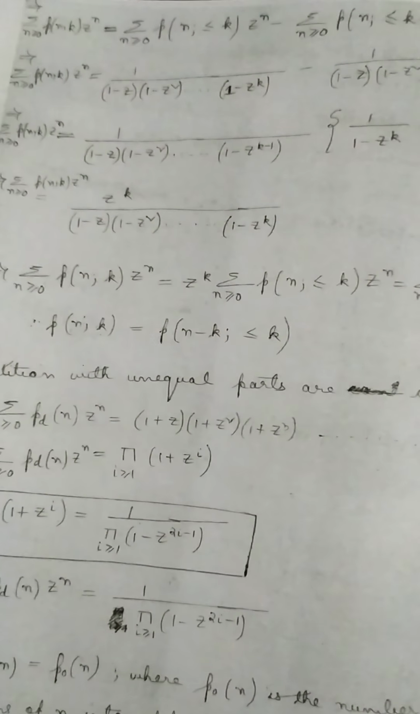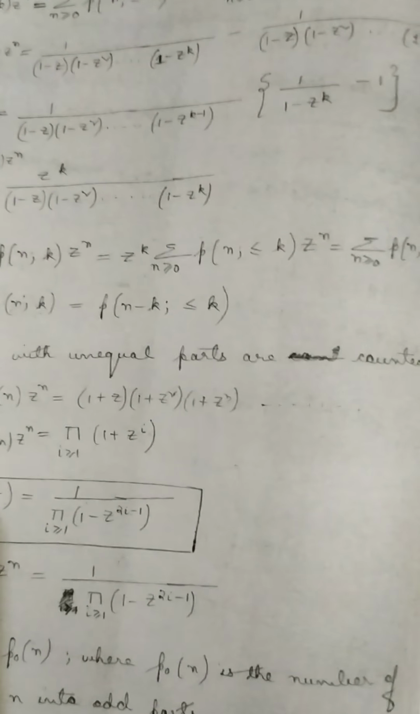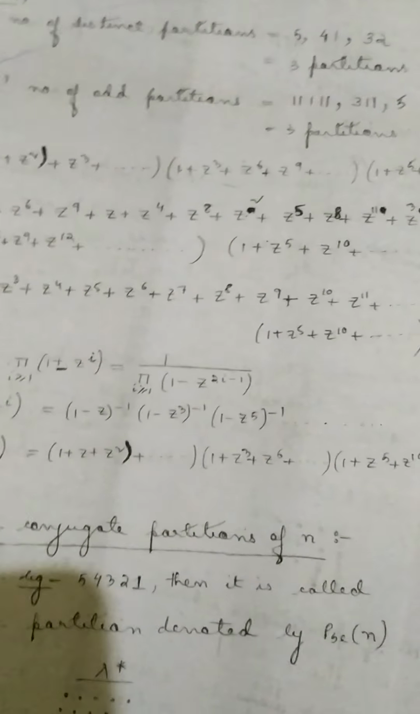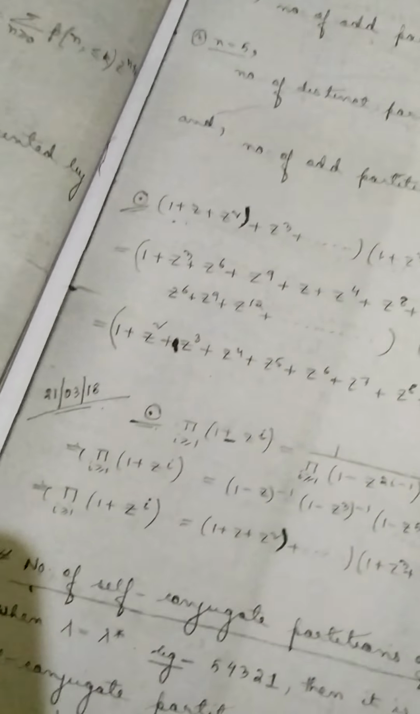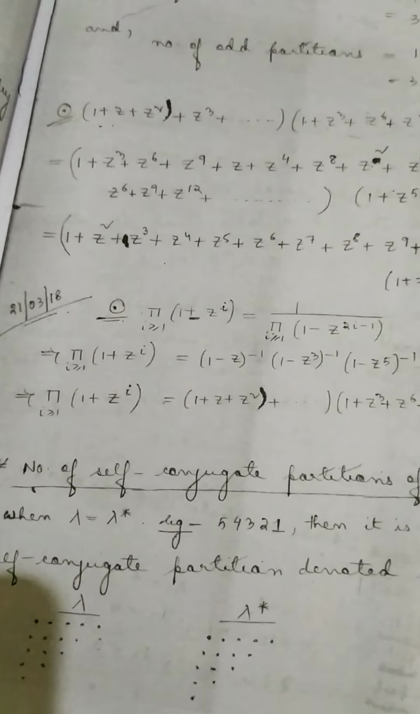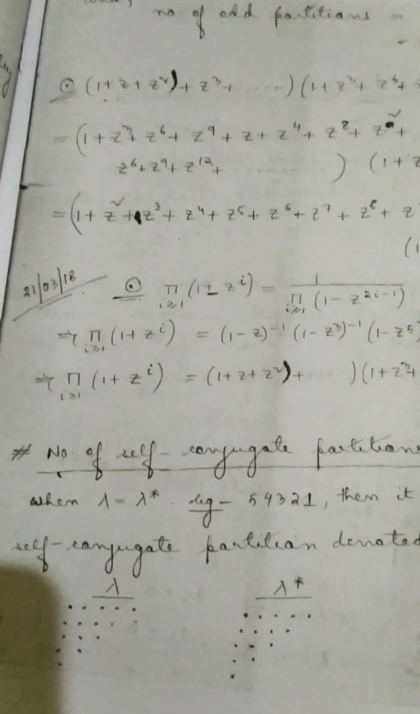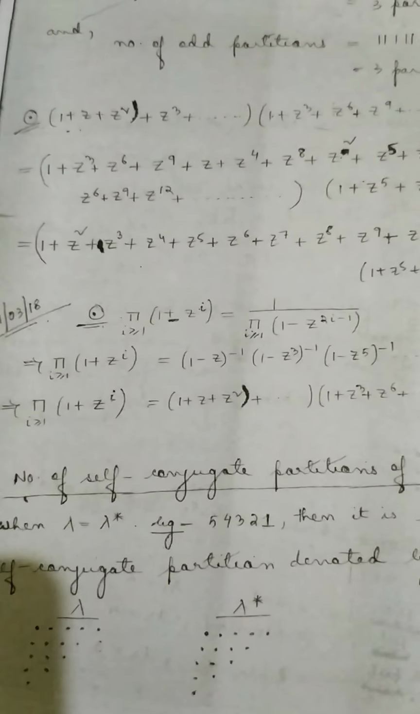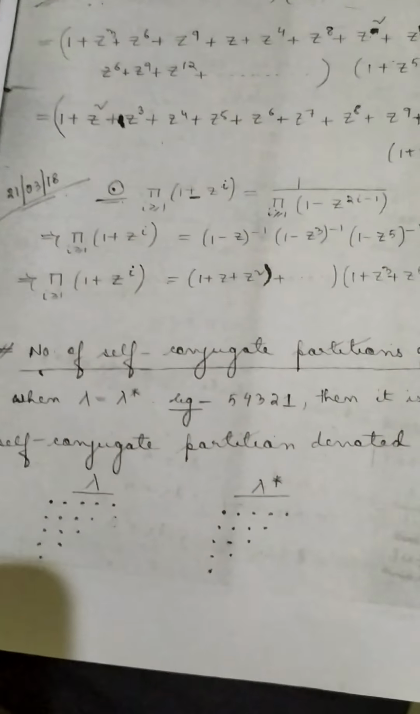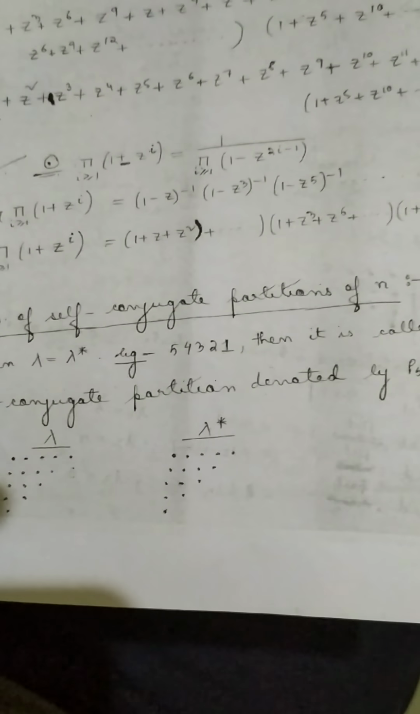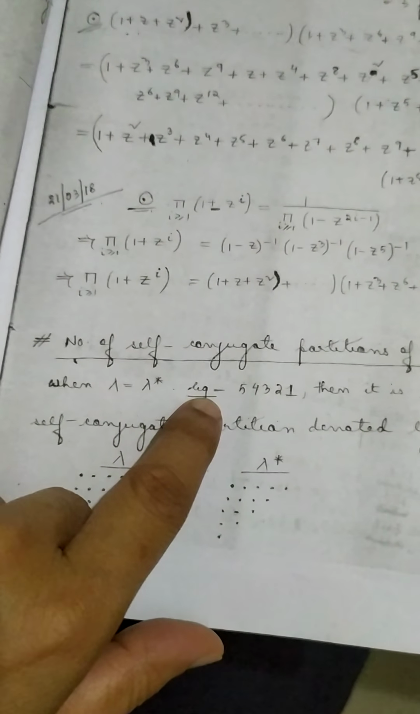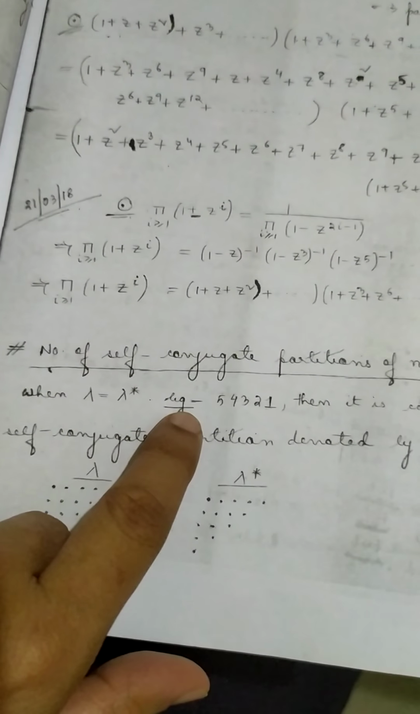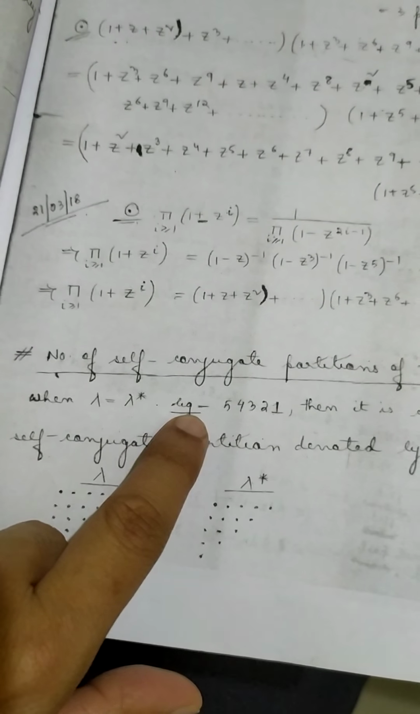So this concept is going to be introduced here in our discussion. There is another concept we have to remember: self-conjugate partitions, and how many self-conjugate partitions of n there are. First you should remember the conjugate partition.